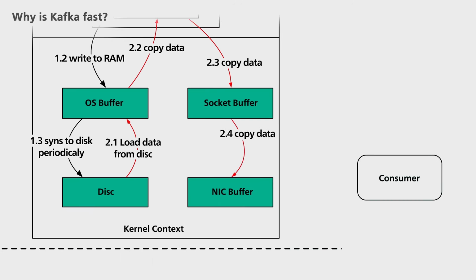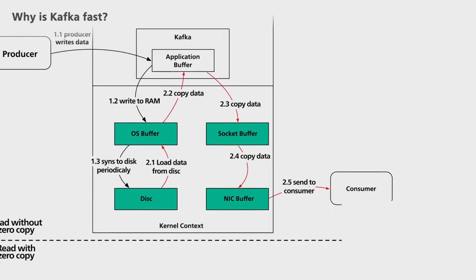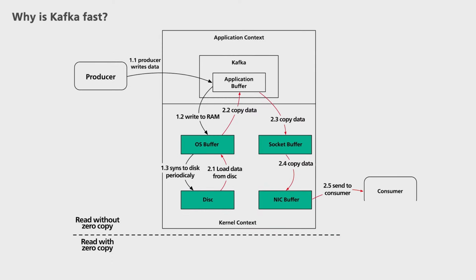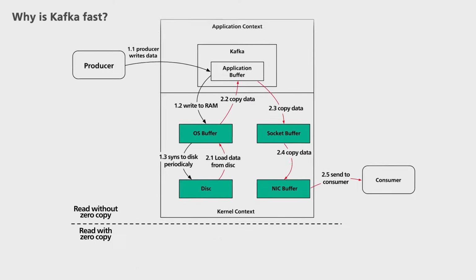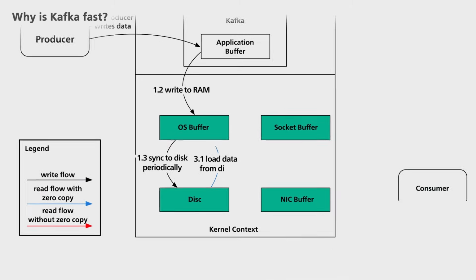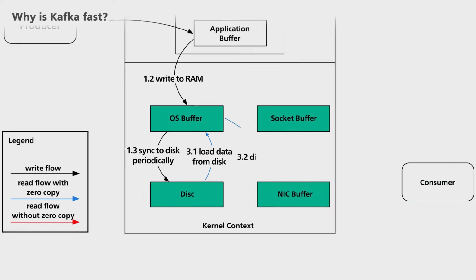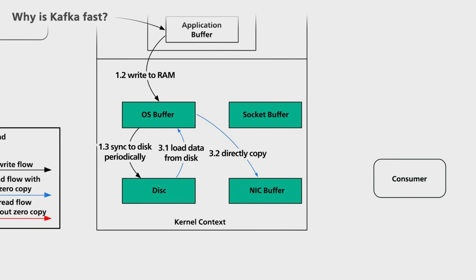Now let's compare this to zero copy. The first step is the same. The data page is loaded from the disk to the OS cache. With zero copy, the Kafka application uses a system call called sendfile to tell the operating system to directly copy the data from the OS cache to the network interface card buffer. In this optimized path, the only copy is from the OS cache into the network card buffer.